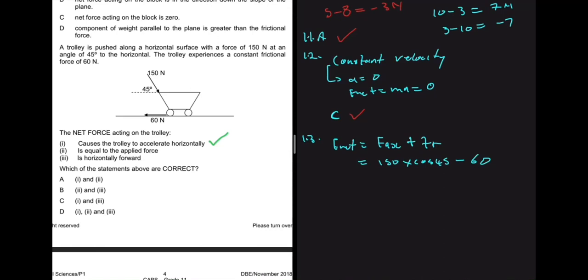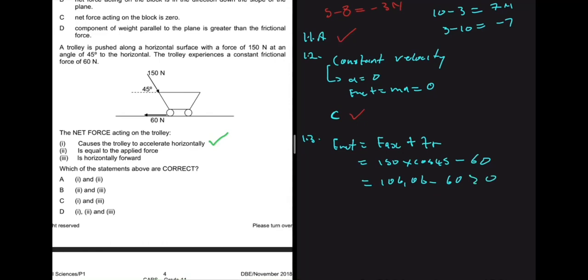So what is 150 multiplied by cos of 45? That is 106.06 minus 60, right? So clearly F net here is not 0, it is greater than 0.